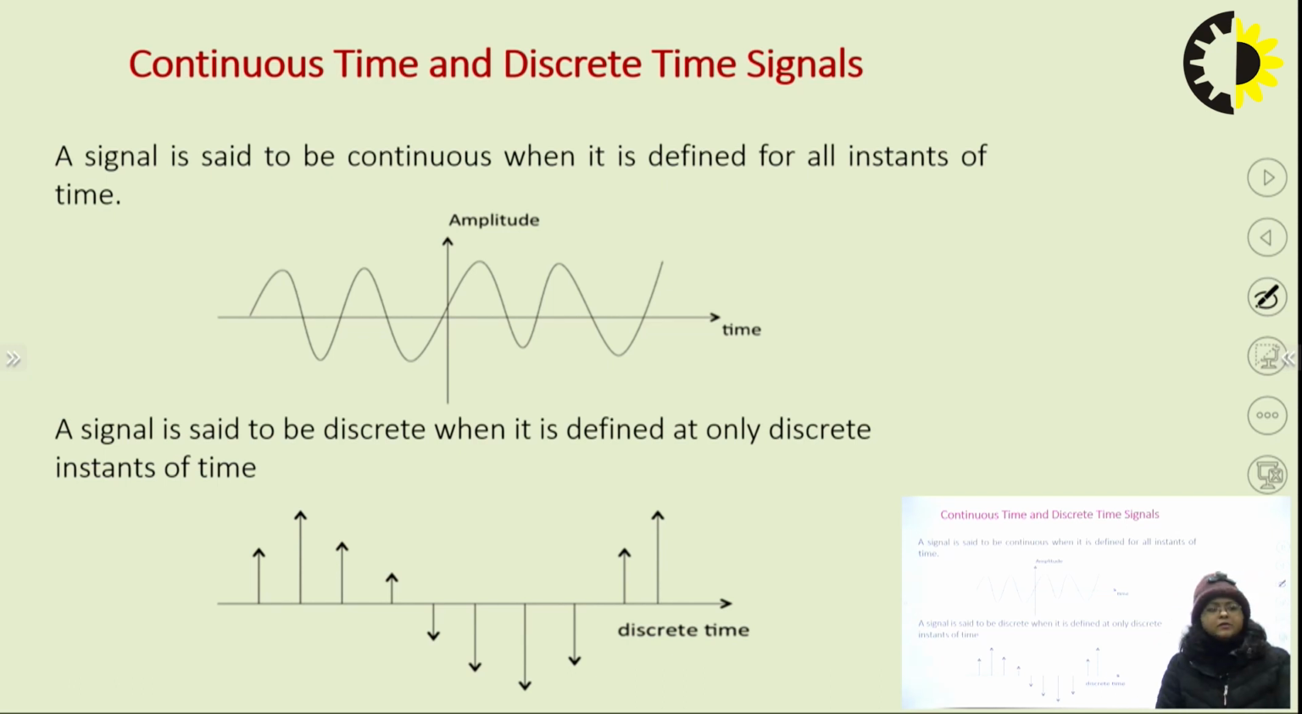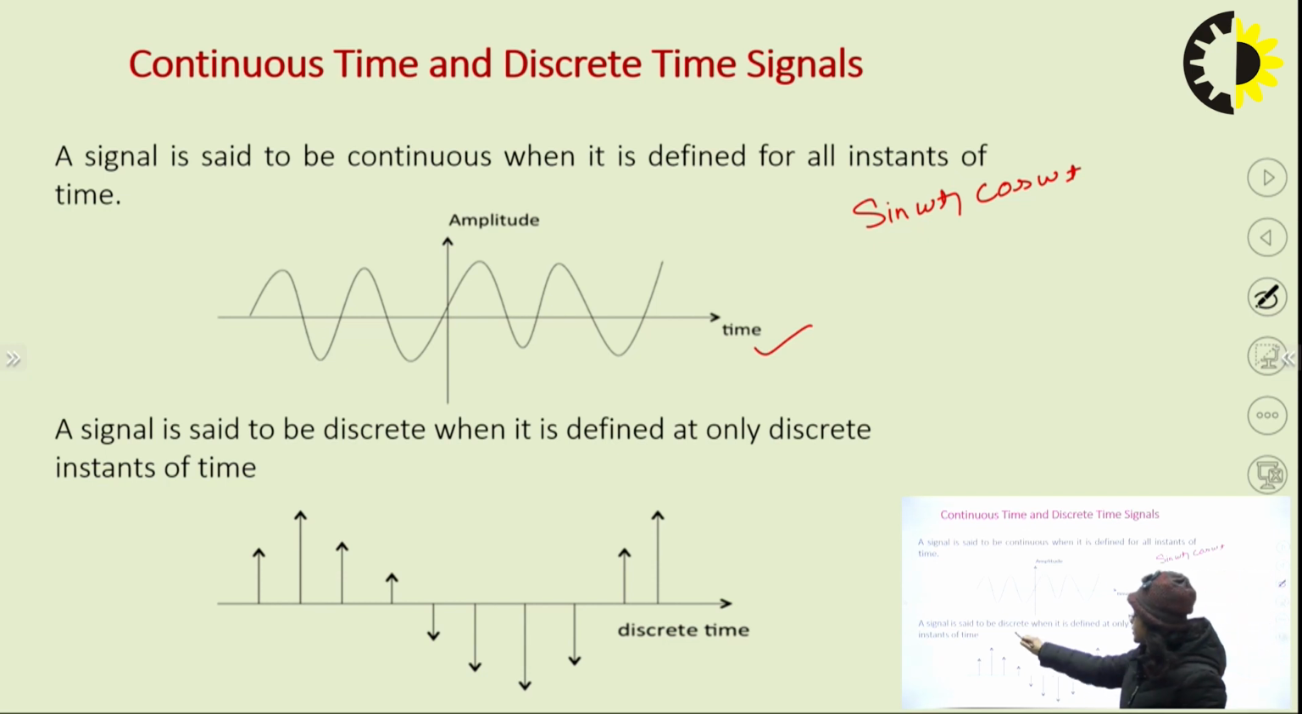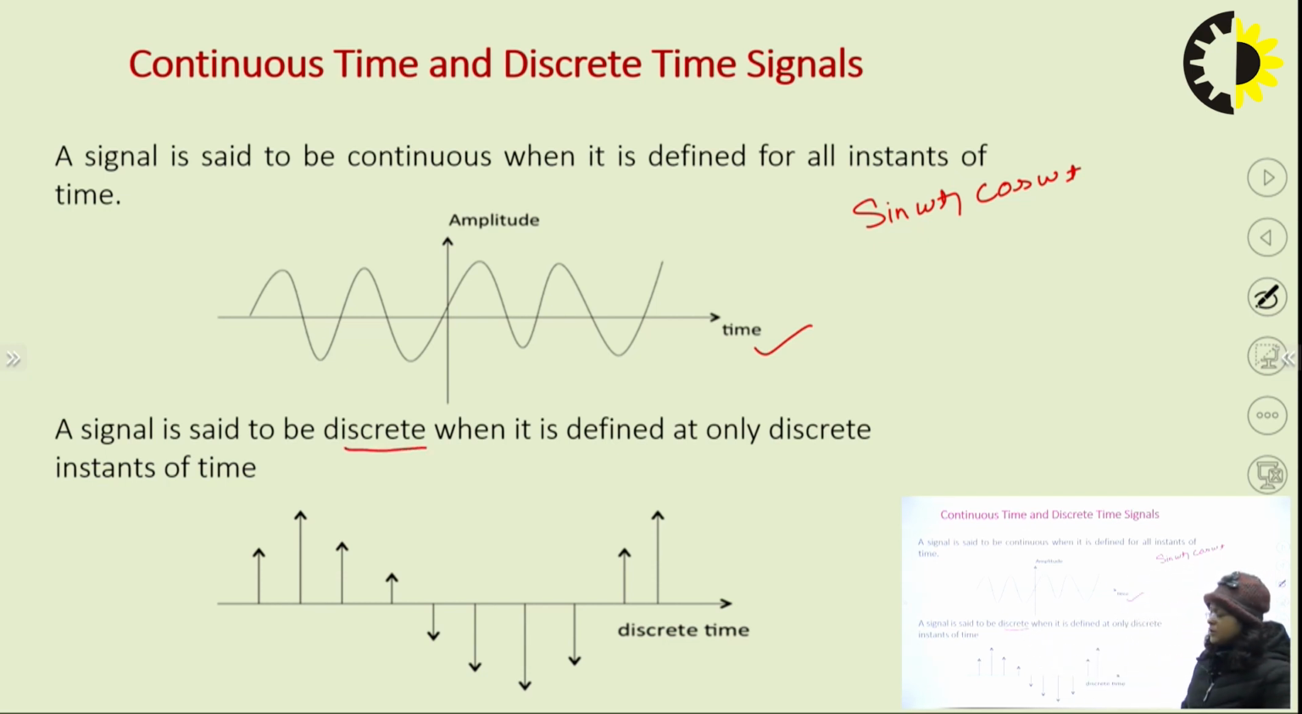A signal which is continuous in time as well as amplitude is called a continuous signal. For example, sin t and cos omega t are continuous signals. And a signal which is discrete, that is discontinuous with respect to time, is called a discrete signal.